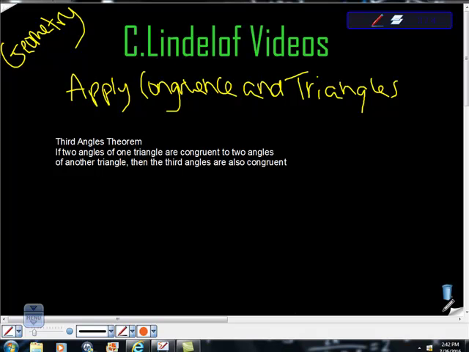Today we're going to be learning how to apply congruence in triangles. So the first thing we need to go over is the third angles theorem.